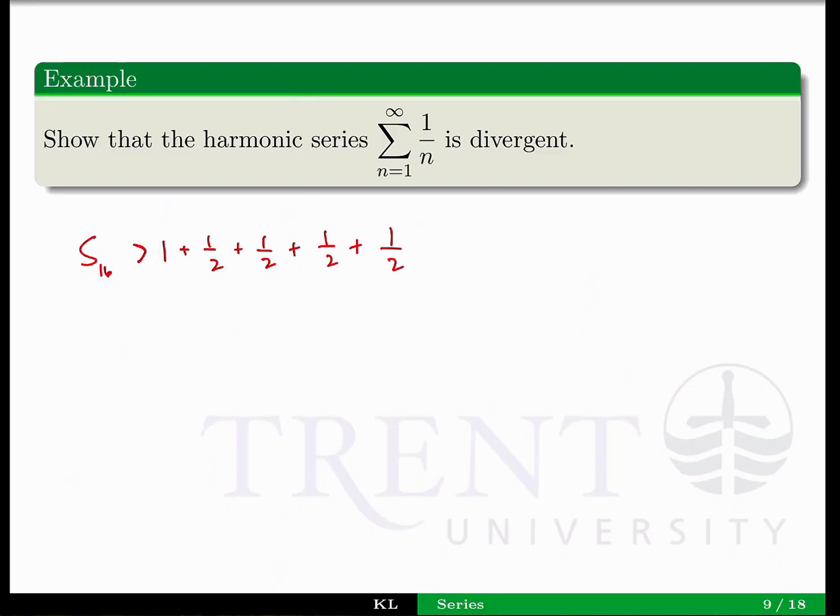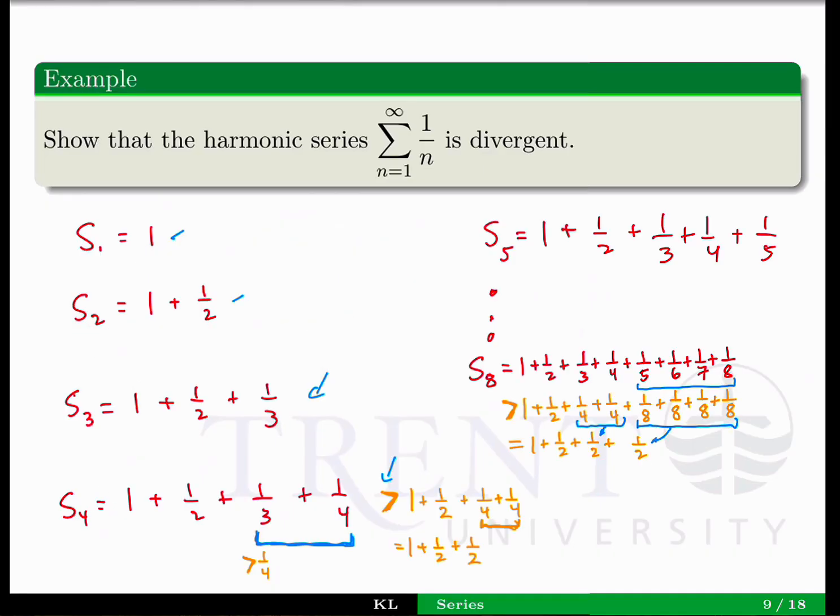And then you can have your S sub 32. This is greater than 1 plus 1 half plus 1 half plus 1 half plus 1 half. And then there's another 1 half here. The pattern that you will recognize is S sub 2 to the k minus 1. Again, let us go back.